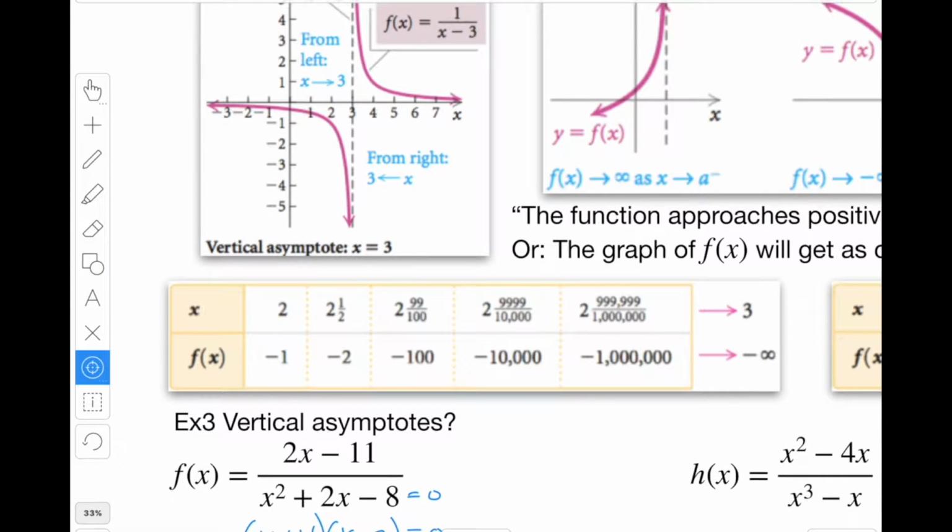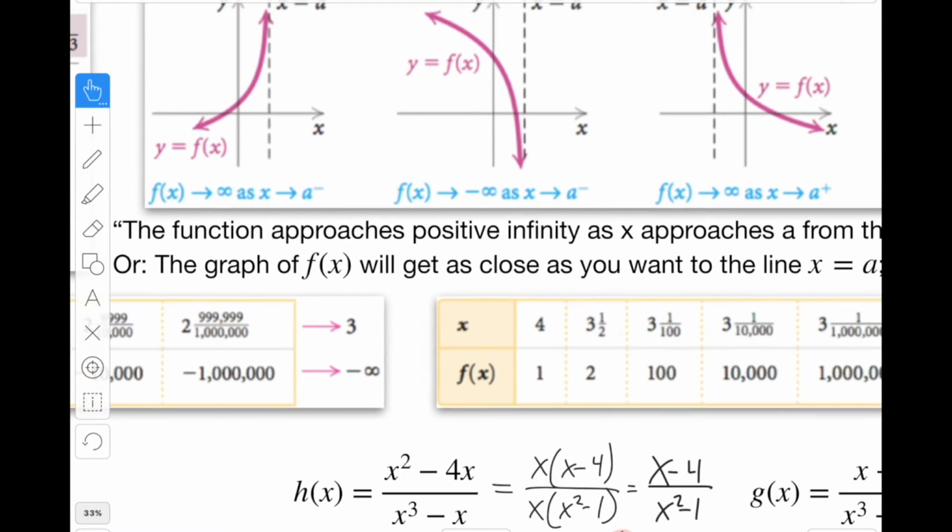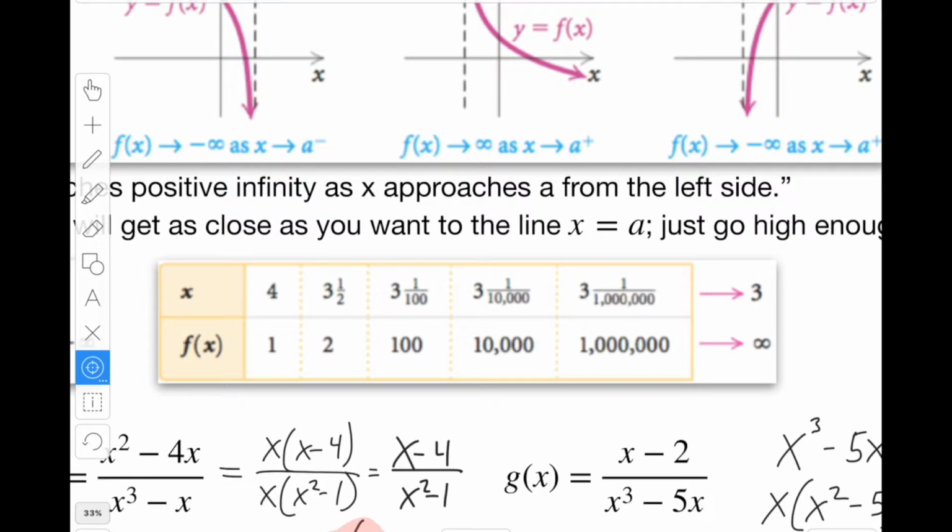Numerically, this is what it looks like. As x approaches 3, you can see we started at x equals 2, 2.5, getting closer and closer to 3. As x approaches 3, f of x will approach negative infinity. You can see how incredibly large or how negative this function gets as x approaches 3. That's basically following the graph down here. The closer you get to 3, the lower down you go on the graph. Same thing here. As x approaches 3 from the positive side, f of x gets larger and larger, approaching positive infinity.